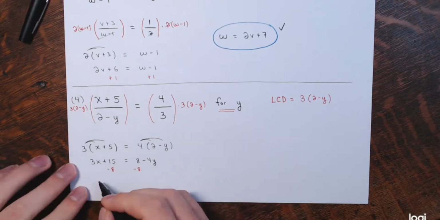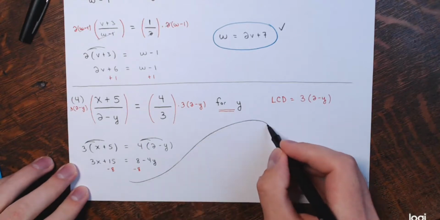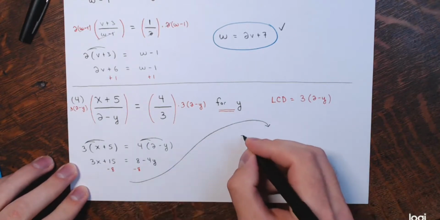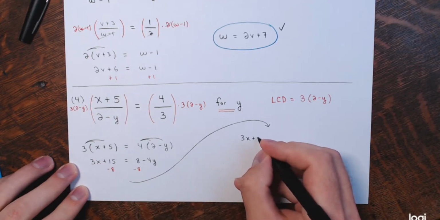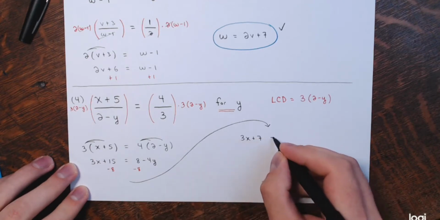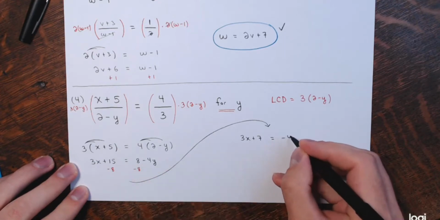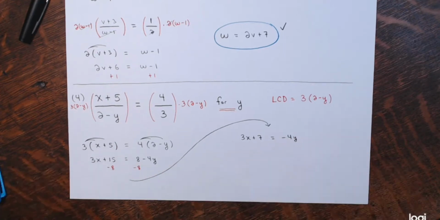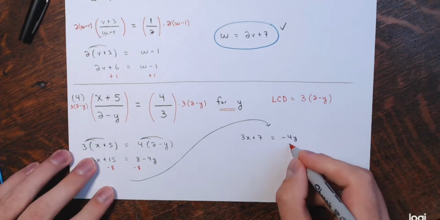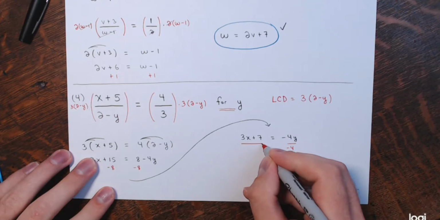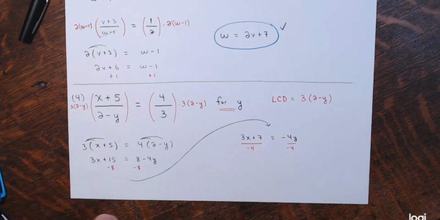Let's just take this over here now, sorry. So the left side would be 3x plus 7 equals, and then when I subtract 8, you have negative 4y left. And to get y by itself, I would then divide by negative 4. Don't forget you're doing it to the entire side.